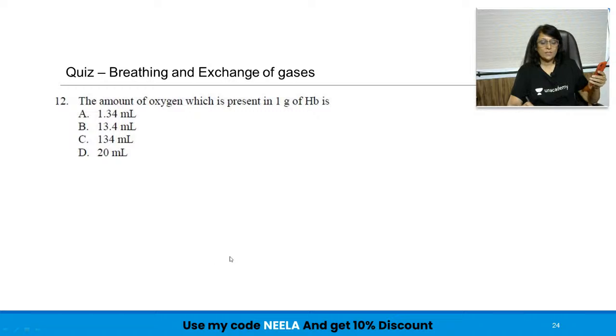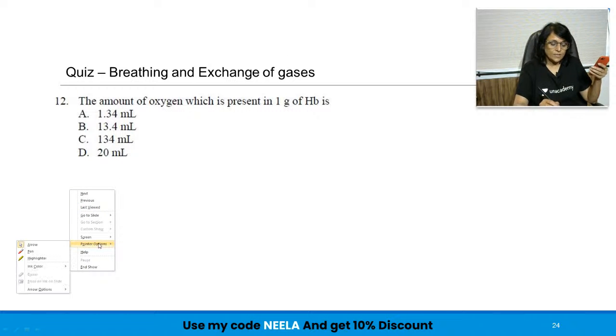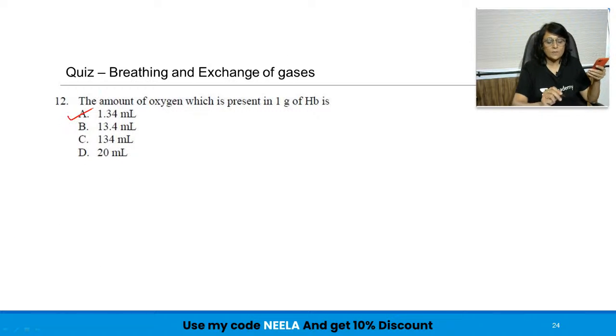Now, let us take the 12th question. Amount of oxygen which is present in 1 gram of hemoglobin. See, everyone got it right. 1.34. Ayush, Reena, Anju, Suchitra, Kavipriya, Zara, everybody got it right. Very good. So these are like factorial questions. Let us take the next one.